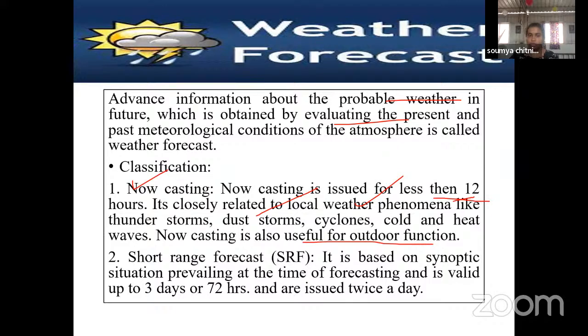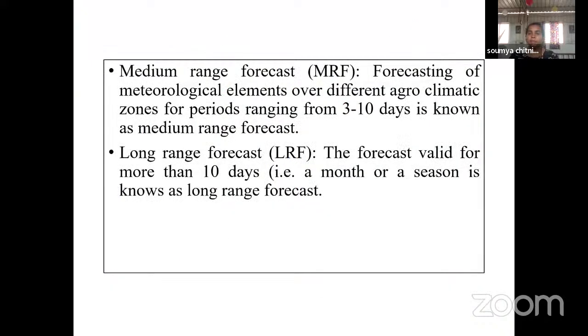And then comes the short range. Short range is up to 72 hours, or say 3 days. Up to 3 days we can get the data, and these are issued twice a day. All right. The next one is medium range forecasting, that is between 3 to 10 days. And long range is more than 10 days, up to a month, or sometimes even a season. But the Indian monsoon is something like gambling, we cannot expect anything today or tomorrow. Even after such advancement in weather forecasting, our country sometimes fails to predict the weather, right? So we cannot say about the monsoon, but this is how the classification goes.